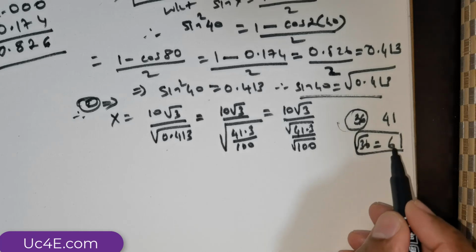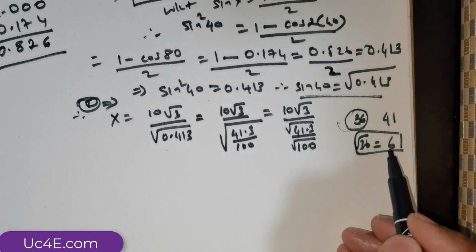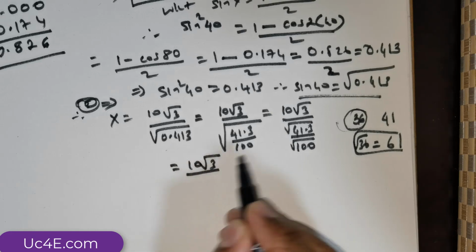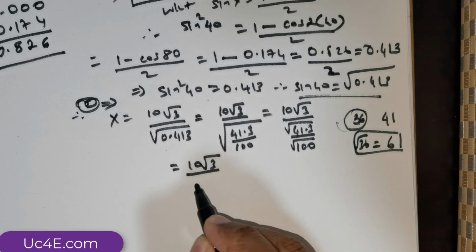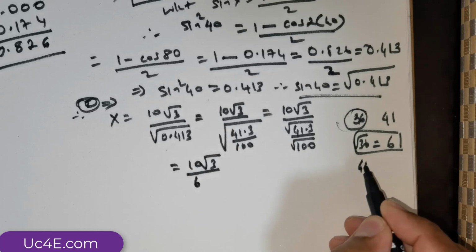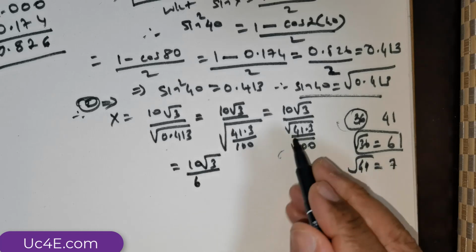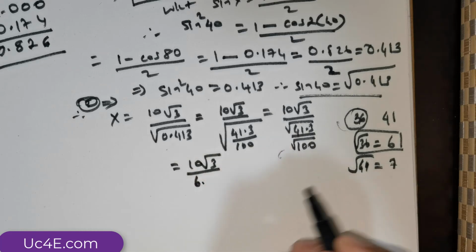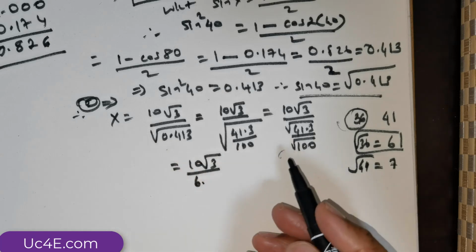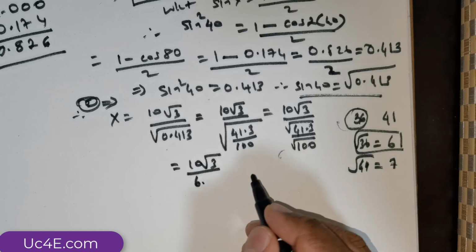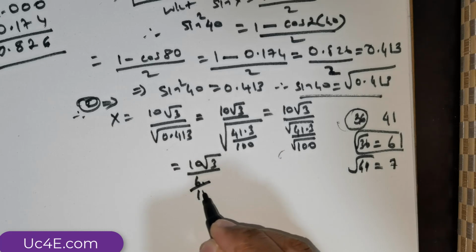So I would take the square root of 41 to be approximately 6, and then I would start off like this: 10 times root of 3 divided by, so this is approximately 6 point something. It cannot be 7 because the square root of 49 would give me 7, but this is 41, so definitely the square root of 41.3 should be 6 point something. I'm only trying to get an approximation, and this is divided by root of 100. I know the square root of 100 is going to be 10, so place the 10.